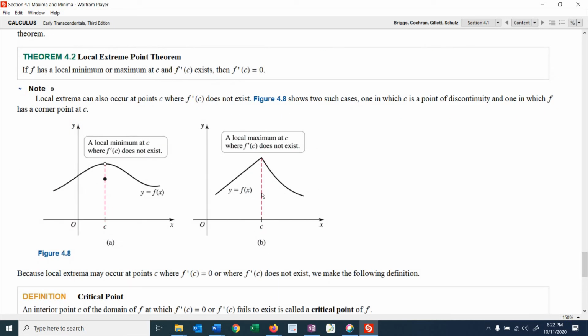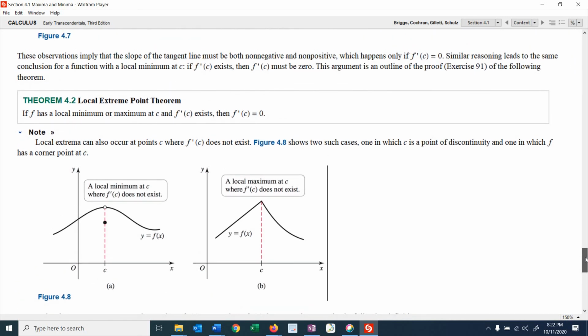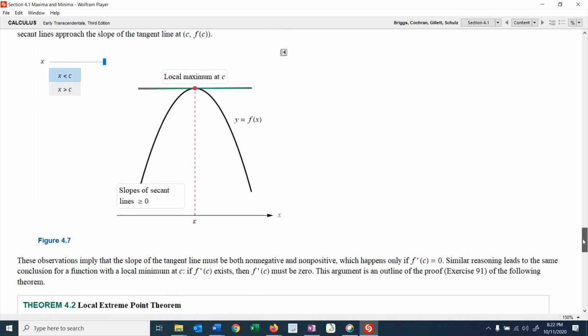So just to reinforce this idea, this c right here is called a critical point because f prime of c does not exist and c is in the interior. It's not an endpoint. It's in the interior of the domain of this function. Then here's a case where f prime of c is 0, and c is in the interior of the domain of this function, and so this is also called a critical point.